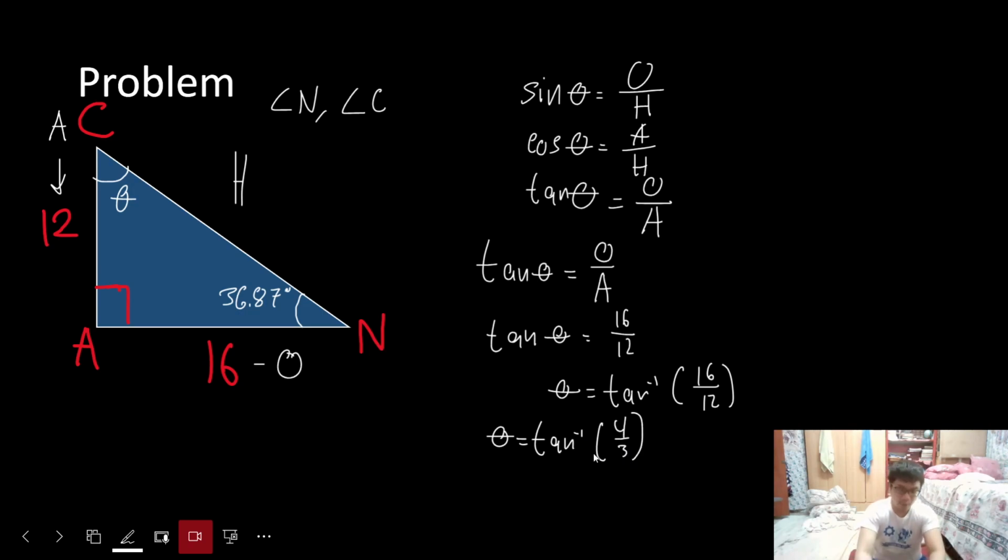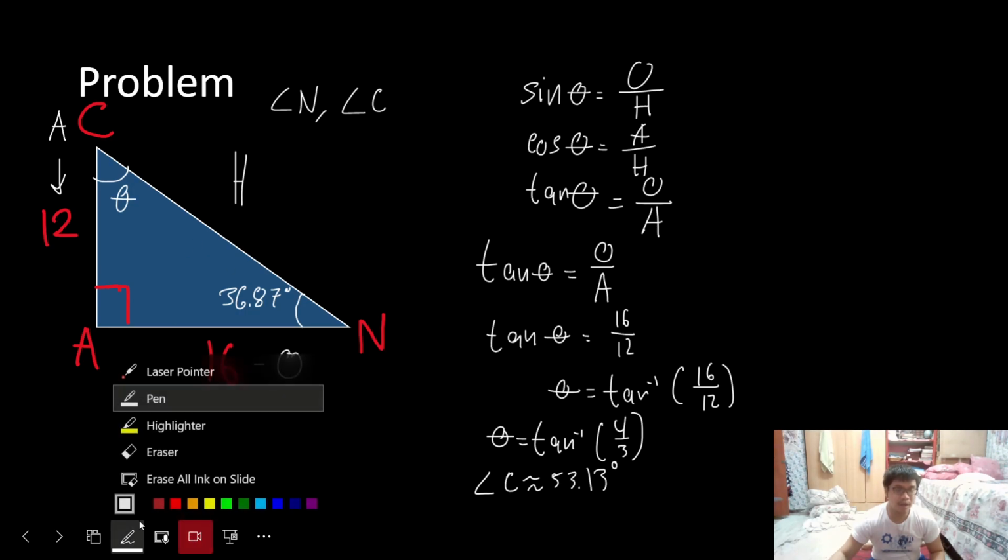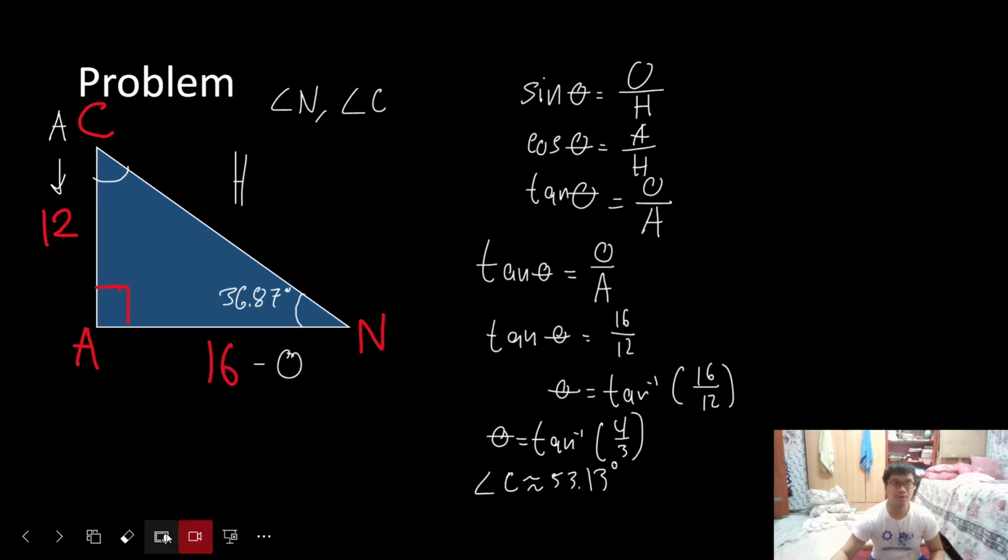Okay, so now we can get our scientific calculator. Arc tangent of 4 divided by 3 is approximately 53.13 degrees. Okay, that is your angle C. So yay, we're good to go.